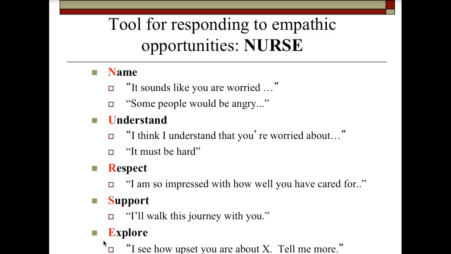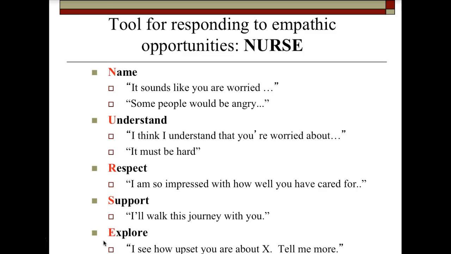So, when you name the emotion, you don't have to be straightforward or blunt. You can say something such as, it sounds like you're worried about blank. Or, in your situation, often people would be angry with what's happened to you, or something of that nature. It's okay if you're wrong when you name the emotion. Let them tell you what they think the emotion is, and accept their explanation of how they are feeling.